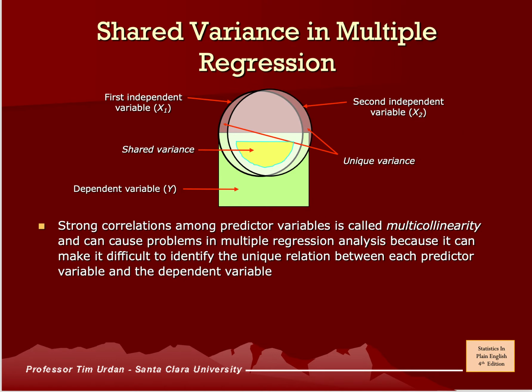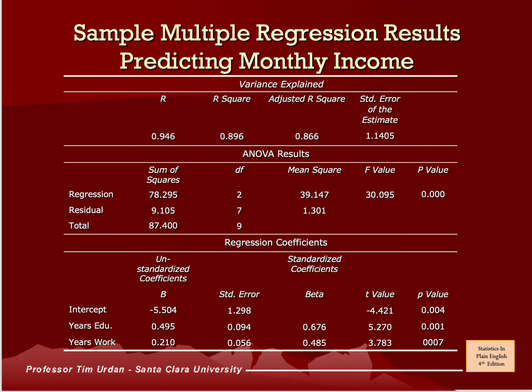So if I'm looking at standard variance, I'm looking at how things add up, and stronger correlations among those predictor variables, we're going to call that multicollinearity. So when I see that there's multiple things that are strongly correlated, that's a vocabulary word we use because it can cause problems in a multiple regression analysis because it's difficult sometimes to see the unique relationship between each individual predictor variable. So if I was looking at sample multiple regression results, this would kind of be one of the outputs that I would see.